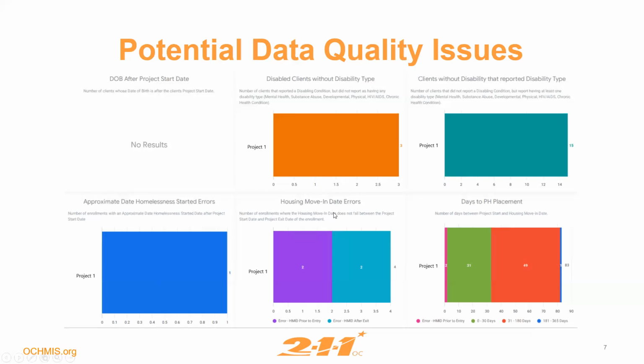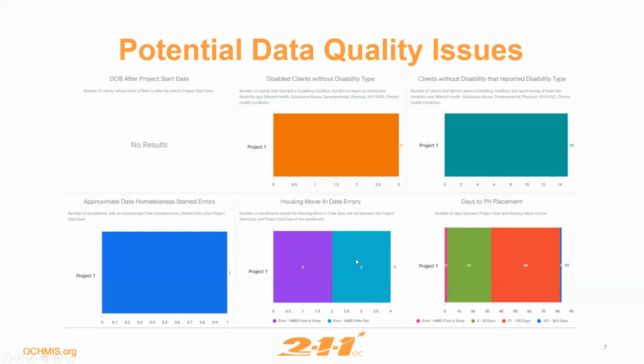We also have housing move-in date errors. So the housing move-in date is the date the client was placed in a permanent housing unit. So that should be between the project start date and the project exit date. And this chart is looking at if the housing move-in date was before project start or after project exit.